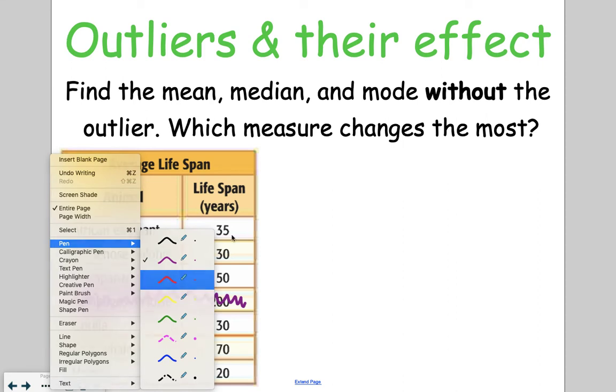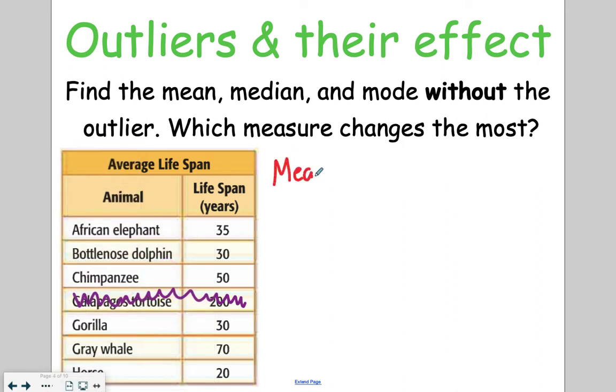So now when we find the mean, we're going to add 35 plus 30 plus 50 plus 30 plus 70 plus 20, which is essentially just taking 200 out from our old total. So our new total is 235, and now we're dividing that by 6 data points. And when we do that, after rounding, we're going to get 39.17 years as the average lifespan.